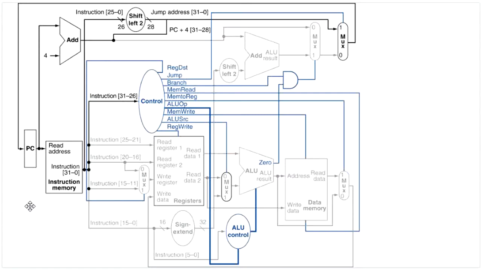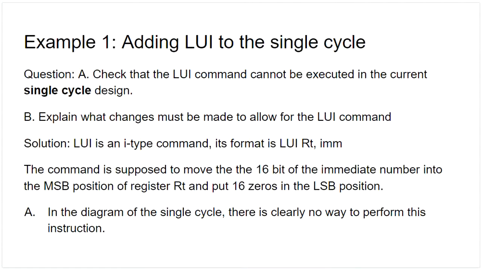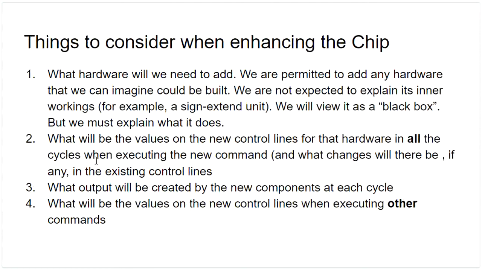Again, if we add a line, we have to explain what the values are, just like we know what the values are for these lines for every stage, if it's single cycle for the one stage, and if it's multi-cycle for all the stages. That's what I mean when I say what values are on the lines for doing my new command.